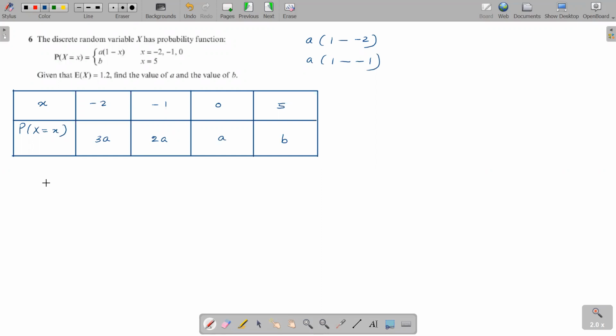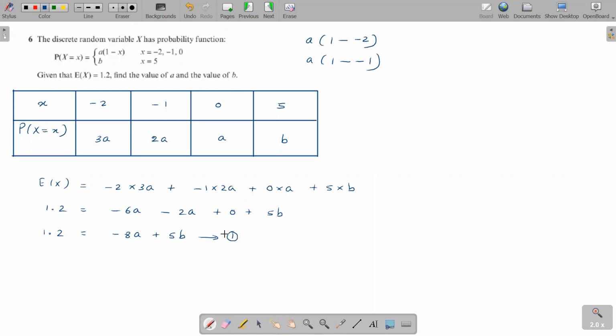So we'll make one equation with that. Expected value equals x into probability: -2 into 3a plus -1 into 2a plus 0 into a plus 5 into b. Let's input the value. E(X) is 1.2 equals -6a minus 2a, 0 into a is 0, plus 5b. So 1.2 equals -6a minus 2a, which is -8a, plus 5b. Equation number 1. Are you with me?